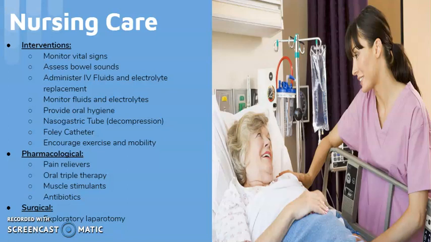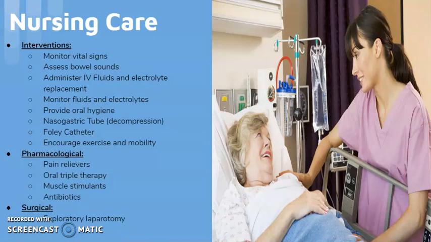Another intervention that you may have to do, depending on the severity of the symptoms, is you may have to decompress the intestines with a nasogastric tube. A Foley catheter may also be necessary, but another really important intervention is encouraging these patients to exercise and be mobile. So for pharmacological nursing care, you want to obviously offer these patients pain relievers.